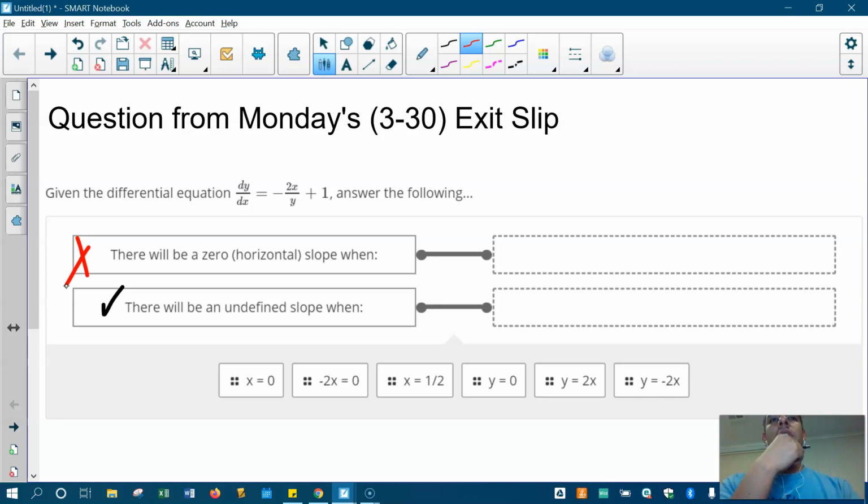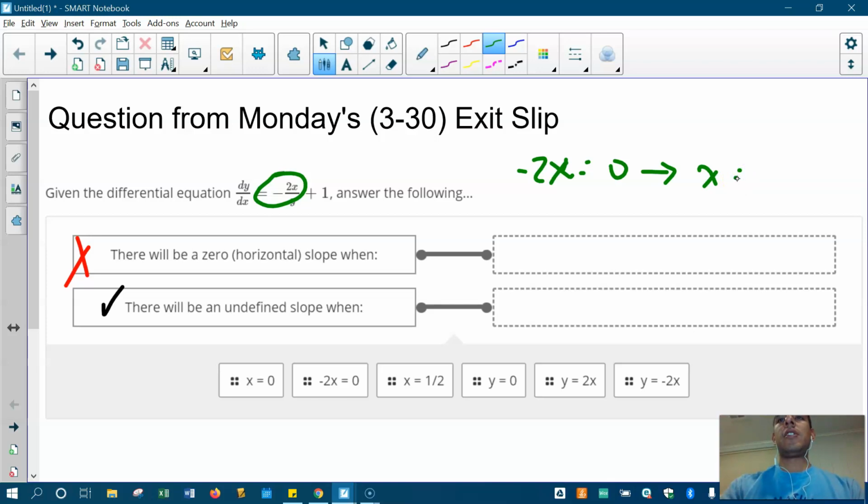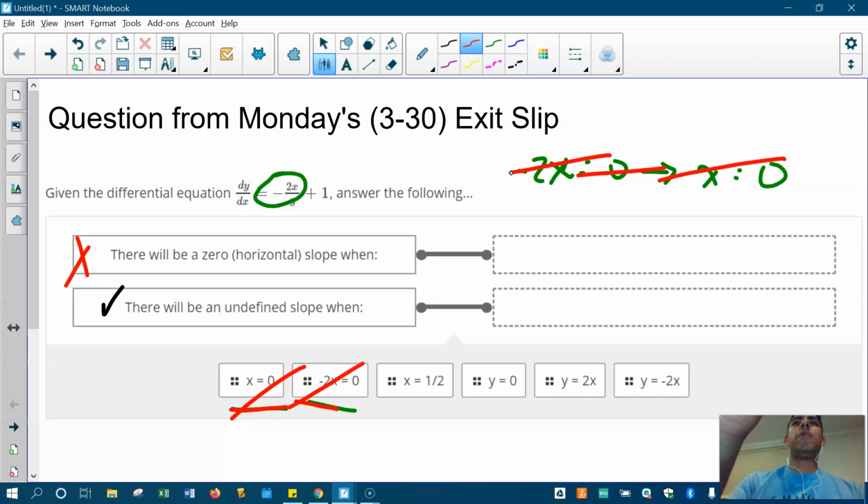The reason most people got this one wrong is because many of you correctly identified the numerator, negative 2x, must be equal to 0, to get a horizontal slope. Many of you also thought, oh, just divide the negative 2 over, so x equals 0. And you guys went with these two options. And I should put these in red because they were wrong. So I'm going to show you how to do it right now.